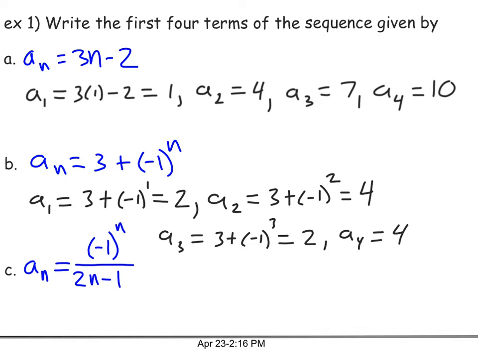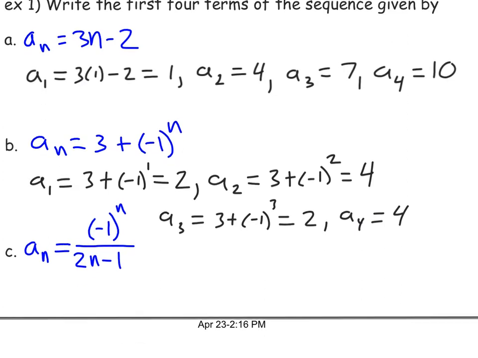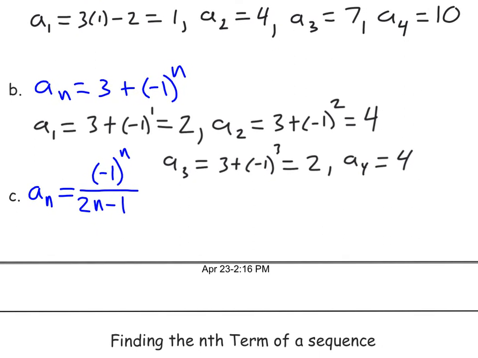The big idea, though, is if you want to find any term in a sequence, put that number in for n. Like, check out this last one. Seems to have a lot going on, but that's fine. You could have multiple places where you need to put 1, because it has n on the top of the fraction and it has it on the bottom. Okay, so the first term would be -1.